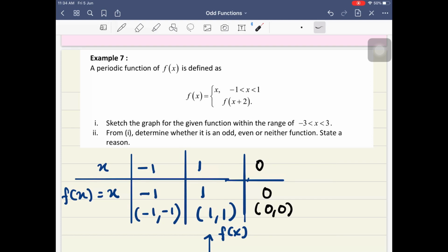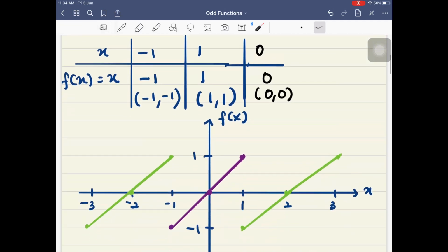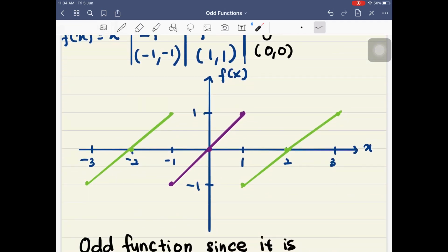Okay, so for the first question, you were asked to sketch the graph and determine whether the function is odd, even, or neither function, and state a reason. So I hope by now you are able to sketch the graph and you will have this one. You will get this one. Okay, so clearly based on this graph, this is an odd function since it is symmetrical about the origin.